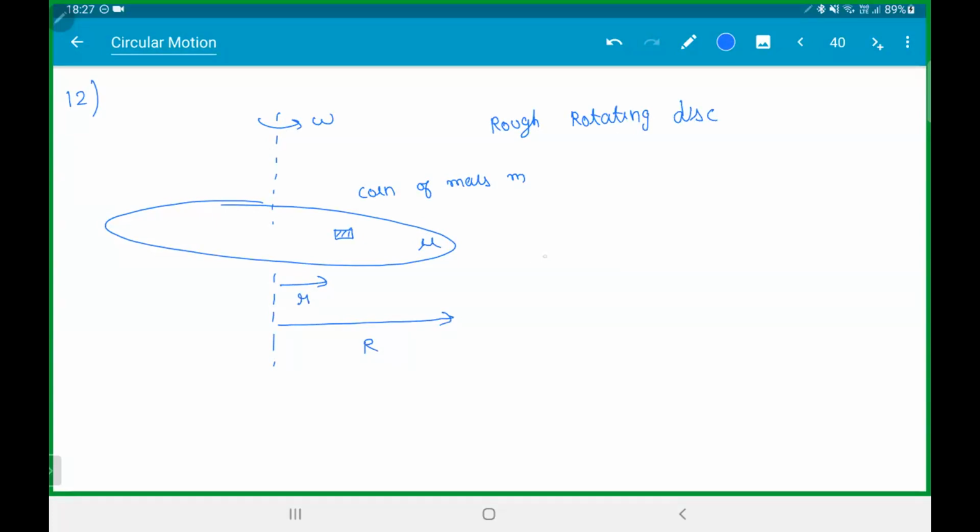Now we have an observer here, A, on the ground. We have another observer, B, on the coin. We have another observer here, C, on the edge of the circumference. Getting it? And we have another observer here, D. Are you getting how it is? There are 4 observers. So the question is, find omega so that the coin does not slip.